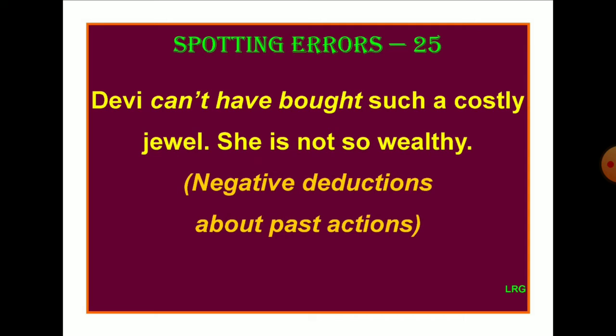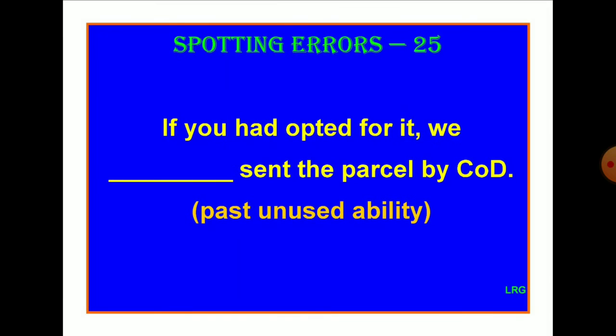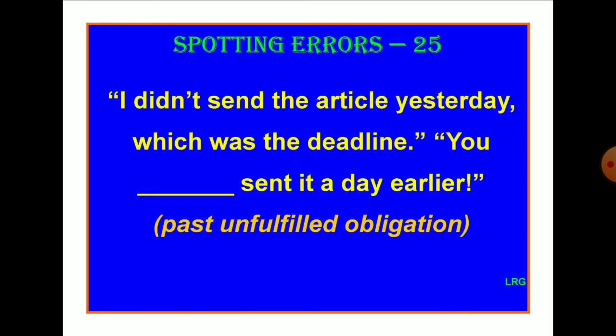Now, since you have learned the uses of the modal auxiliaries in their perfect infinitive forms, in the following sentences, you can use the correct modal auxiliaries in the blanks. If we had opted for it, we ... sent the parcel by cash on delivery. So you have to express past unused ability. So the correct form is, if we had opted for it, we could have sent the parcel by cash on delivery.